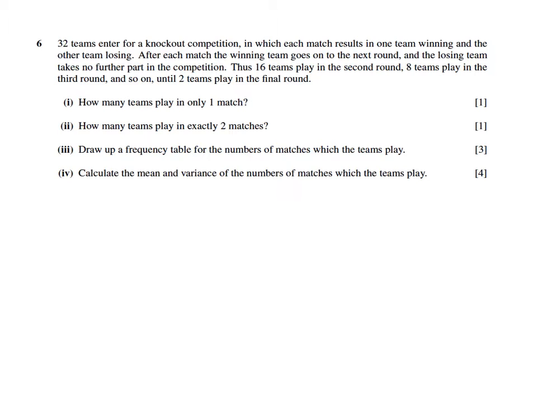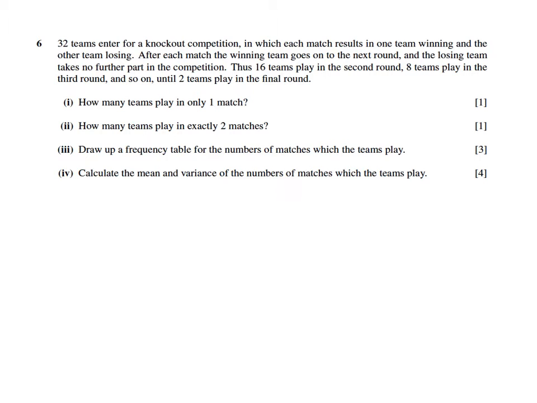Okay, 32 teams enter for a knockout competition in which each match results in one team winning and one other team losing. After each match, the winning team goes on to the next round and the losing team takes no further part in the competition. Thus, 16 teams play in the second round, 8 teams play in the third round, and so on until 2 teams play in the final round. Okay, number one, how many teams play in only one match?